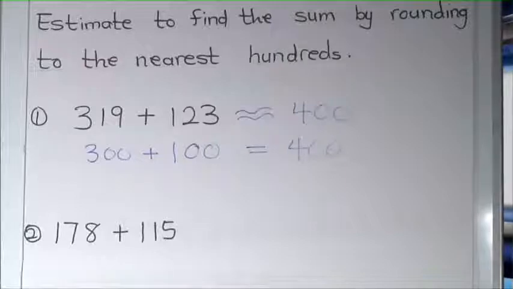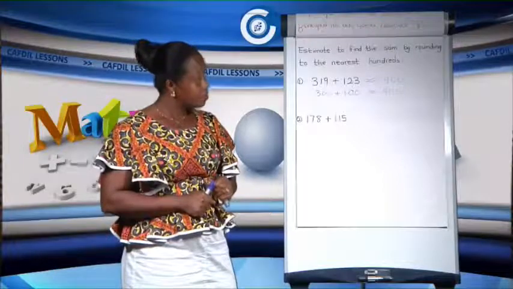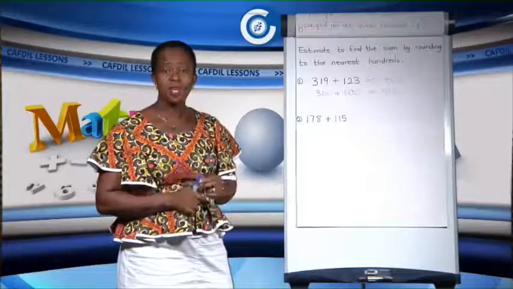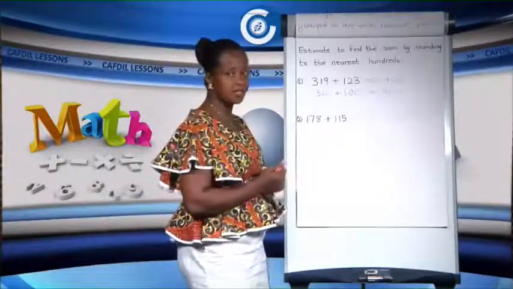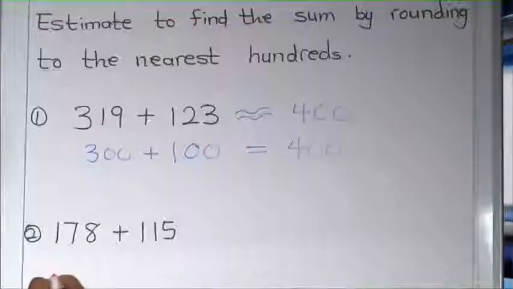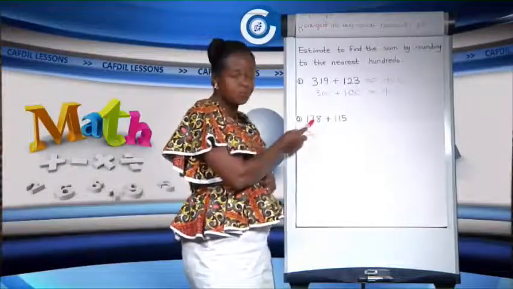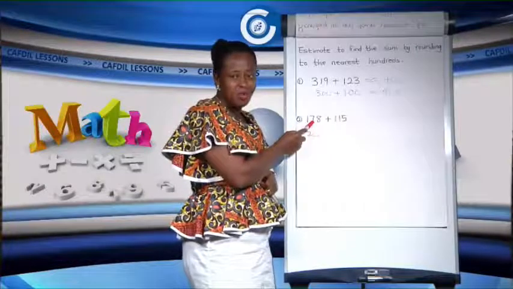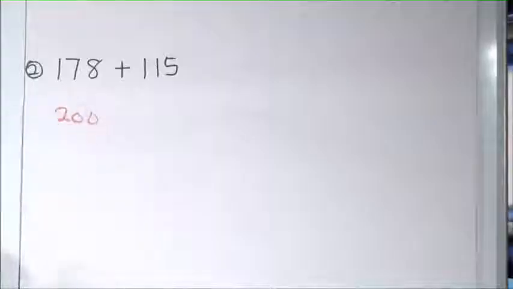Good. Let's move to the next example. I have 178 plus 115. We are rounding to the nearest hundred. So 178 to the nearest 100 will be, very good, 200. Why? The 7, which is at the tens place, is more than 5. So we add 1 to this 1, making 2. And then you assume the rest of the digits to be zeros.